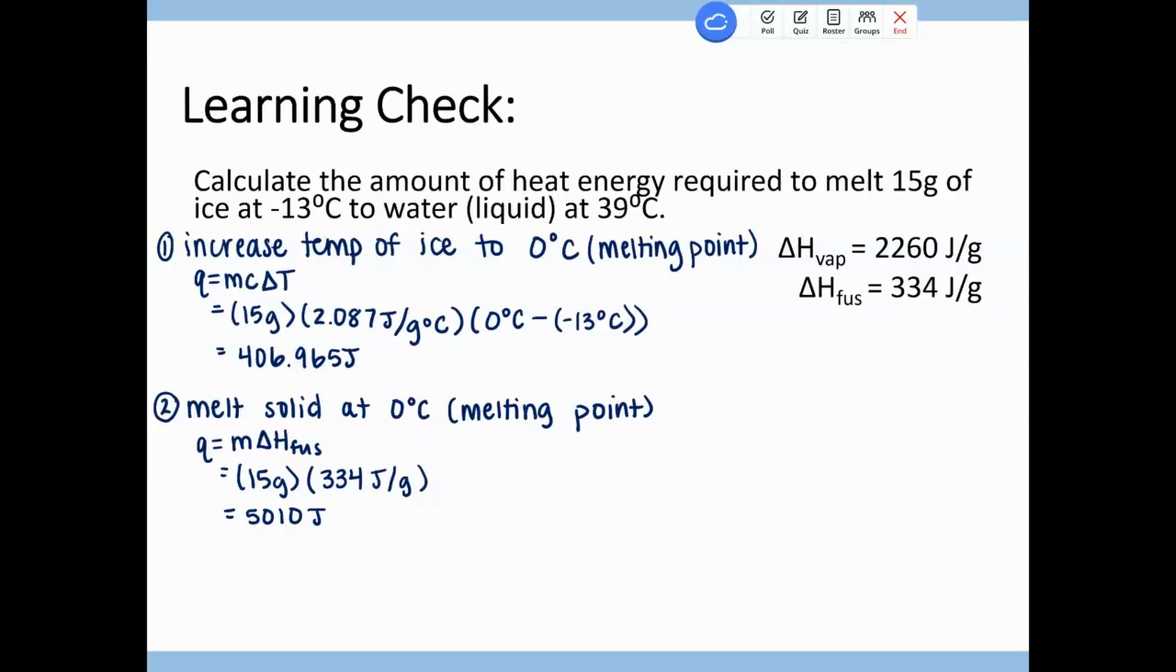Okay, so let's think of what we've done so far. We started with negative 13 degree ice, warmed it to 0 degrees because that's the melting point, and that required 406 joules of energy. Then at 0 degrees, we've now added enough energy to melt that sample. That required 5,010 joules. But that sample is a liquid, but it's still at 0 degrees. So we need to now calculate the amount of energy required to increase the temperature to 39 degrees Celsius. So we're changing temperature. We use Q equals MC delta T.